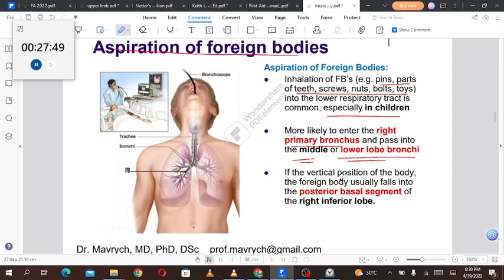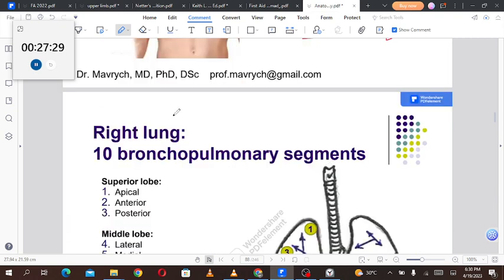If the body is in a vertical position, like the patient is standing or sitting, the foreign body usually falls into the posterior basal segment of the right inferior lobe. If the patient is in the supine position, then it can go to the middle lobe as well, I guess. But if the patient is in the vertical position, the foreign body usually falls into the posterior basal segment of the right inferior lobe.